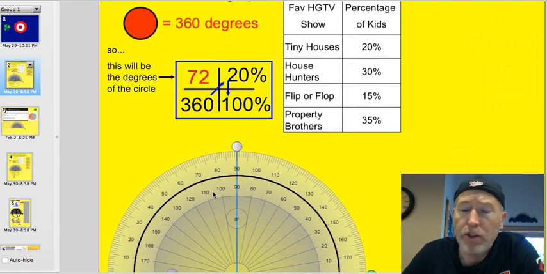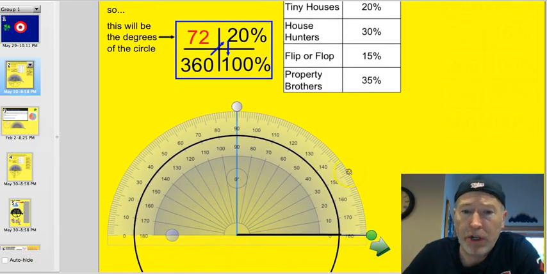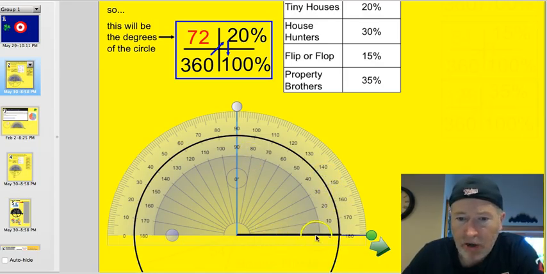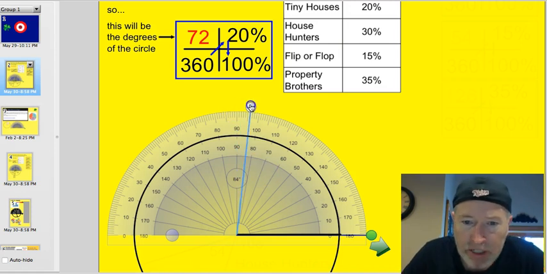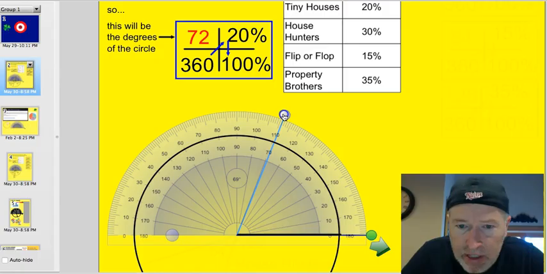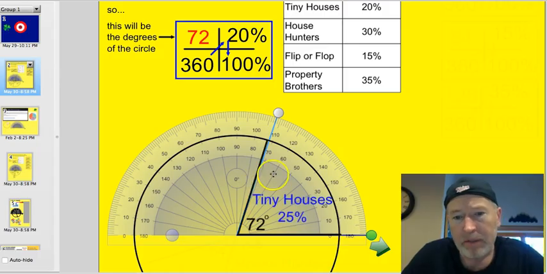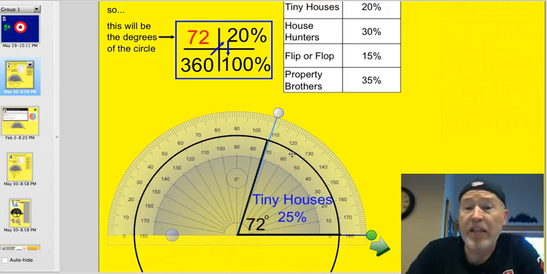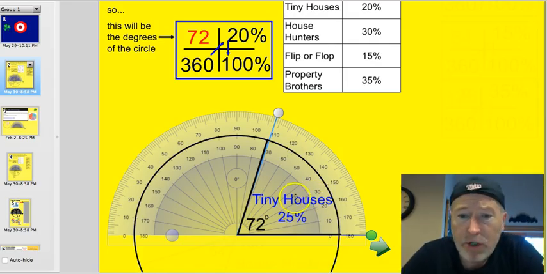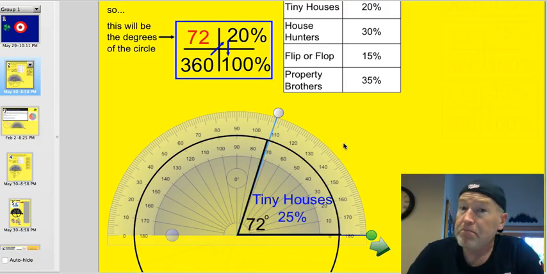All right? So then you'd go down to your circle here and you'd go, all right, 72 degrees. Well, this would be a 90 degree. You can see I started with one line here. That would be a 90 degree. So I got to go to 72 degrees. Let's see. You can see this would be 70 degrees. So this would be 72 right there. And I'm going to click in, and I've taken my first slice of the pie here. So tiny houses would have a 72 degree angle that represents 20% of the kids.